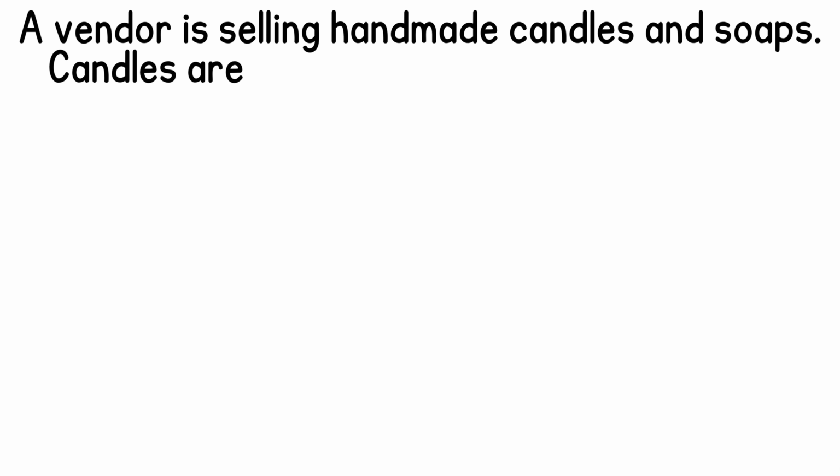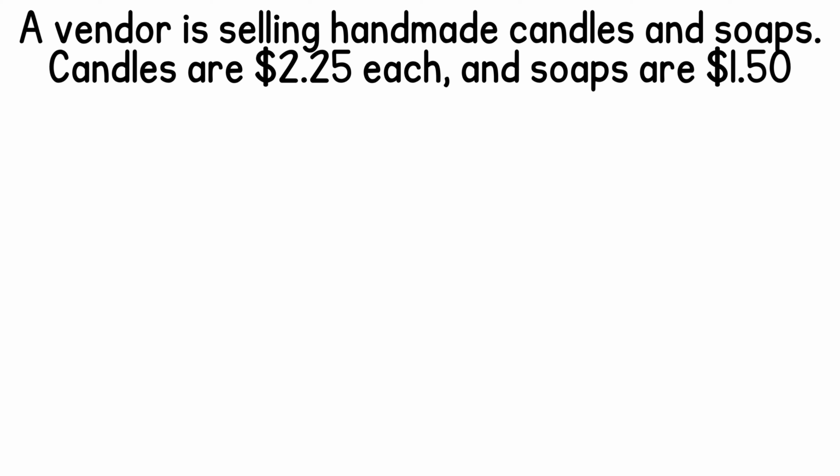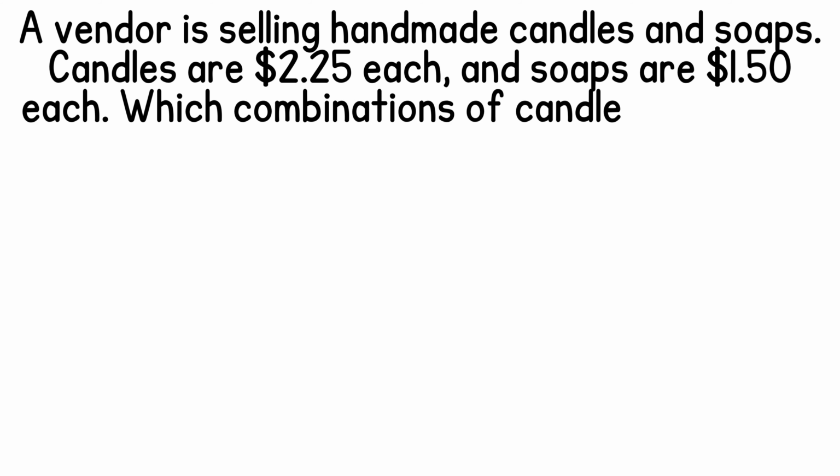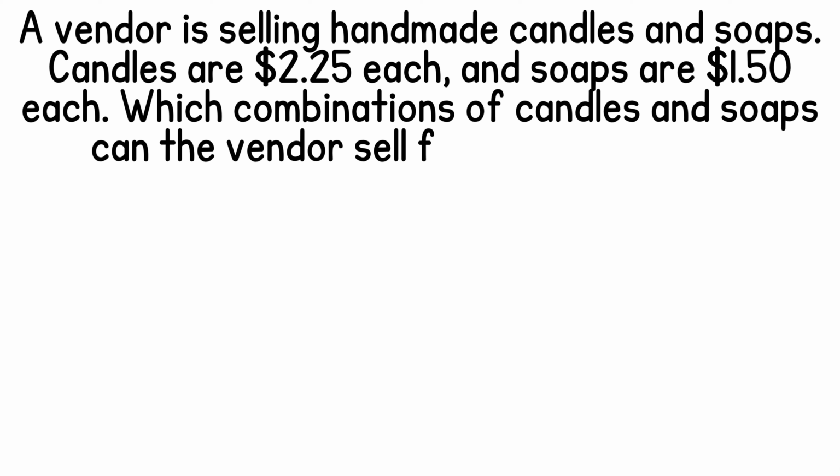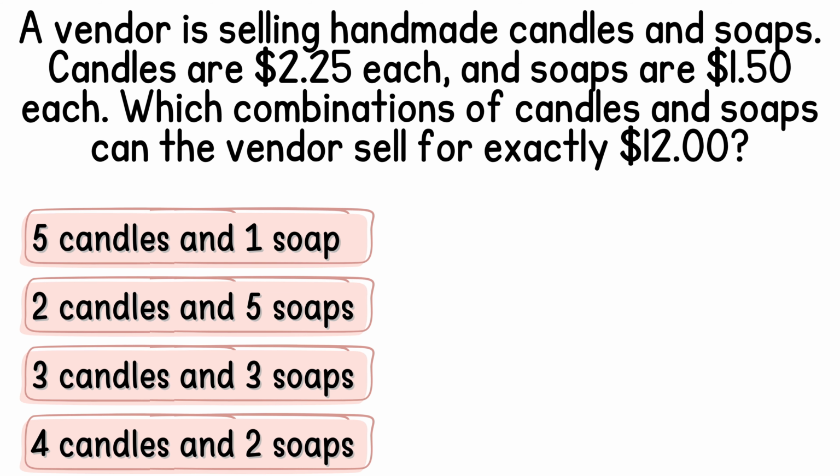A vendor is selling handmade candles and soaps. Candles are $2.25 each, and soaps are $1.50 each. Which combinations of candles and soaps can the vendor sell for exactly $12? And here are the options we have to choose from. So we'll go through each solution and see if it will give us exactly $12.